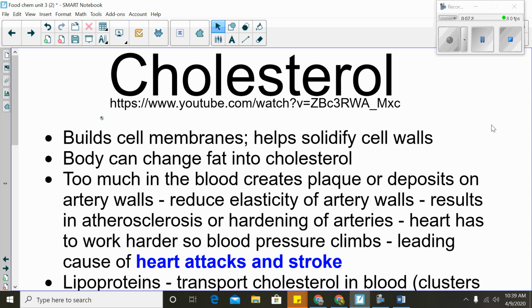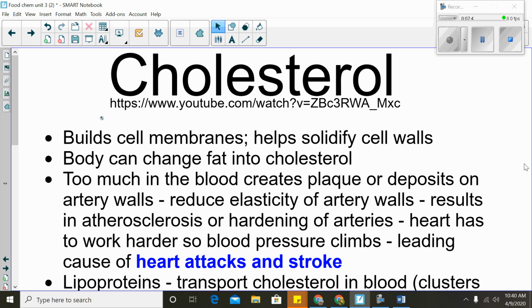All right, so we're going to end our discussion of lipids with cholesterol, and I will put this very short video up in Schoology if you'd like to watch it, because cholesterol is what I think you've probably heard of the most. So let's break this topic down and make sure you understand it well. Cholesterol really does do some good things in the body. It builds your cell membranes, and it helps solidify the cell walls in plants.